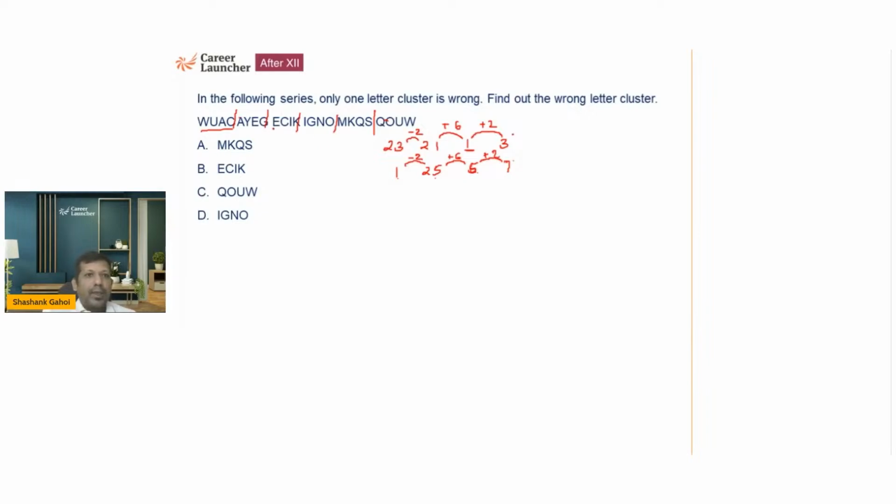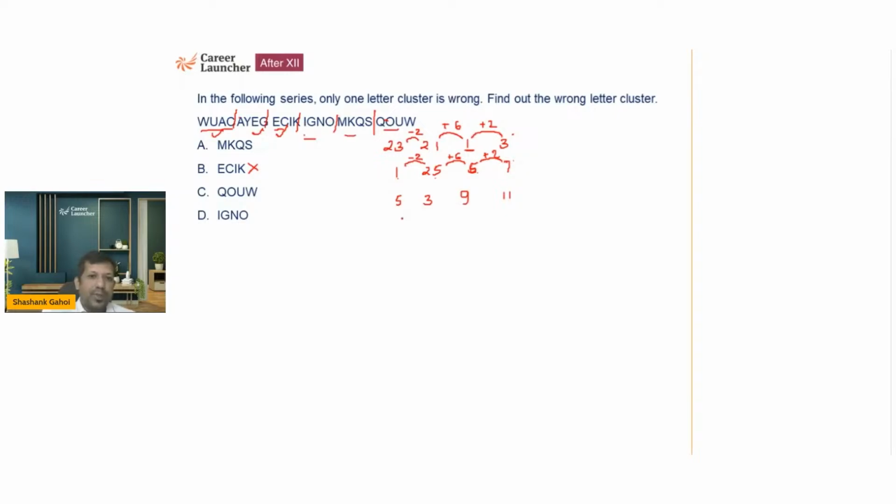Now ECIK, E is 5. C is 3. The difference is -2, same thing. I is 9. The difference is +6. Again, it's fine. K is going to be 11. So 9 plus 2, 11. Again, the same routine is followed. So basically, all three of them are in the same arrangement. So this is something that cannot be the answer. So the answer is going to be either this or this or this. Either of the three is going to be the odd one out.